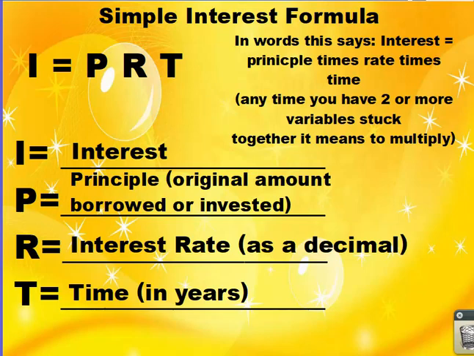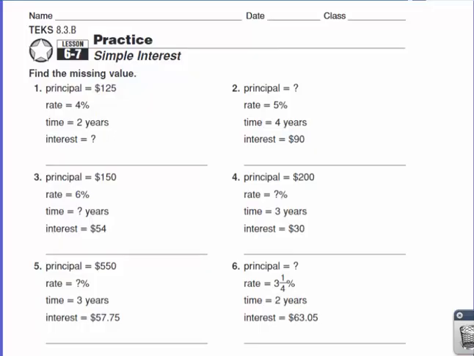Now let's take a look at our assignment real quick so that we know what I'm expecting you to do. Here are our problems, here are our first 6 questions. You'll notice in the first one I've got principal, a rate, and a time, and I'm looking for my interest. So what I expect you to do is on a separate sheet of notebook paper, write number 1, and then write the formula, I equals PRT.